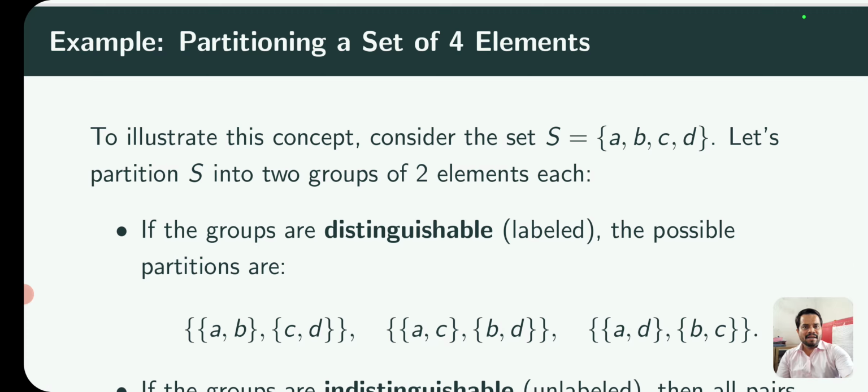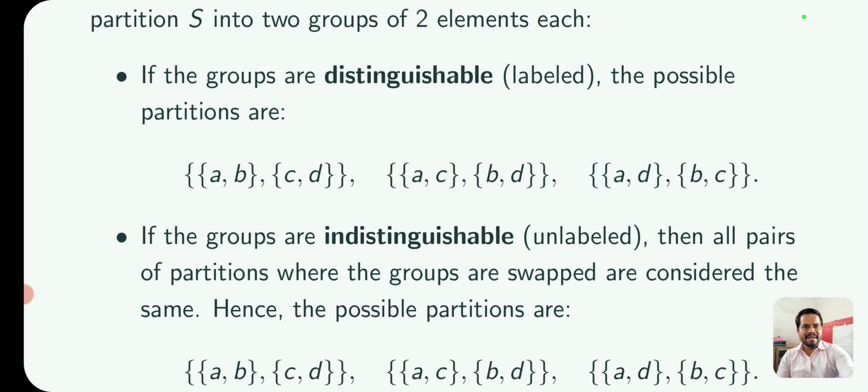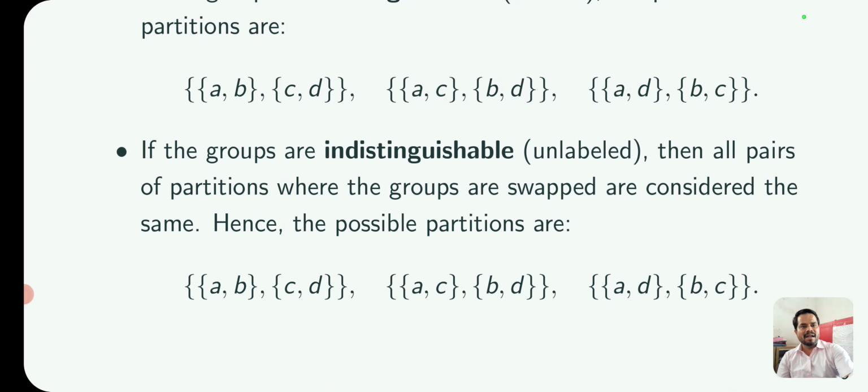Now, if the groups are indistinguishable, meaning unlabeled, then all partitions where the groups are swapped are considered the same. Hence the possible partitions are AB CD, AC BD and AD BC. So do you understand how we formed distinguishable and indistinguishable groups from the set S? It contains the 4 elements and we take partitions into groups of 2 elements.